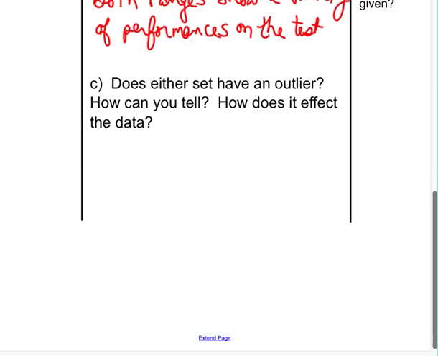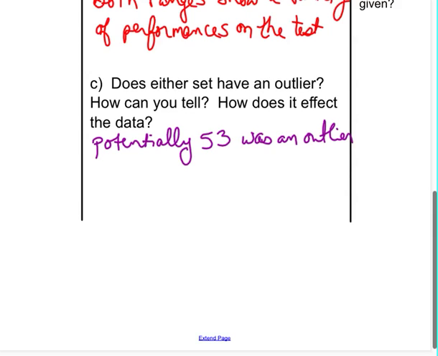So I would say, again, potentially 53 was an outlier for fourth hour. Otherwise, the data sets seem similar.